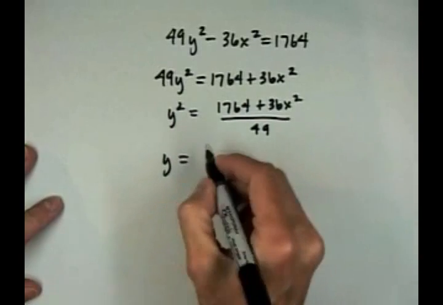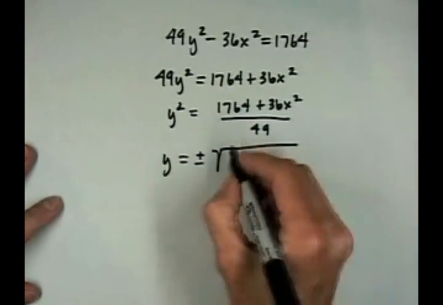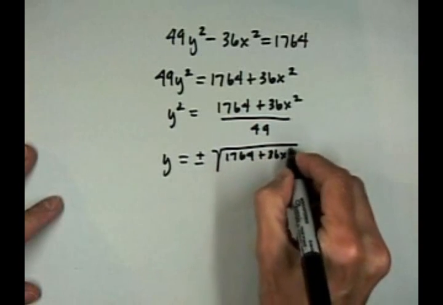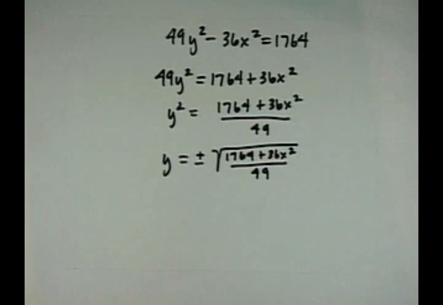Take the square root using plus or minus to get the square root of 1764 plus 36x squared over 49. I need to graph this in two pieces, and I also need to state the domain and range. Let's put it on a calculator first.